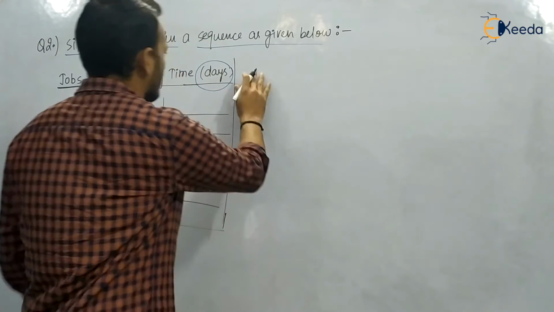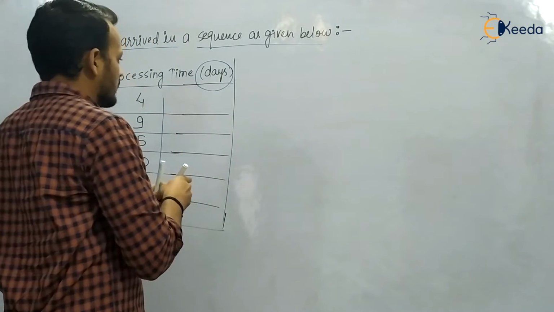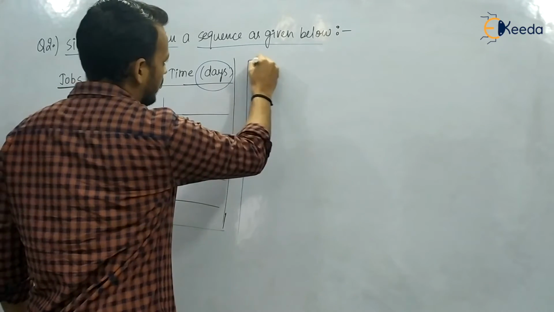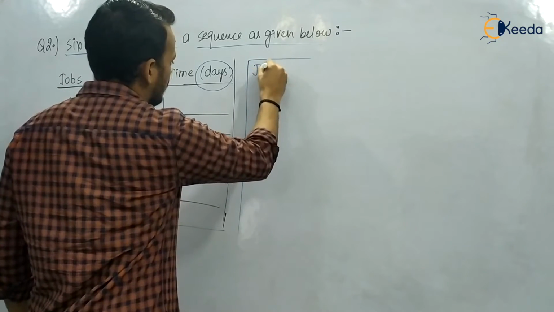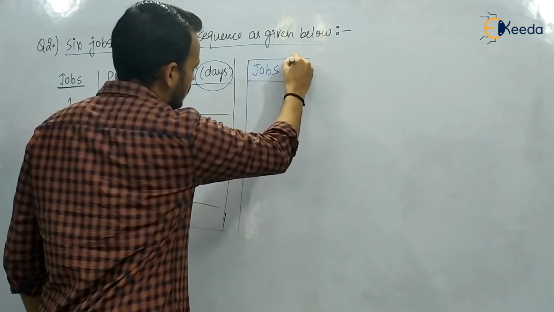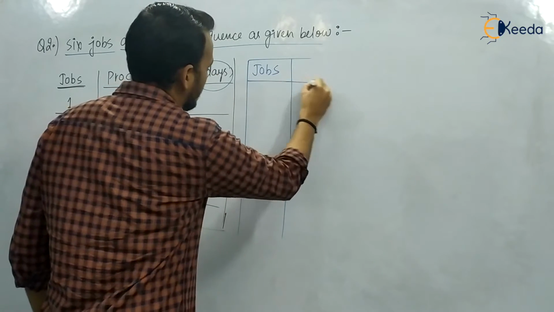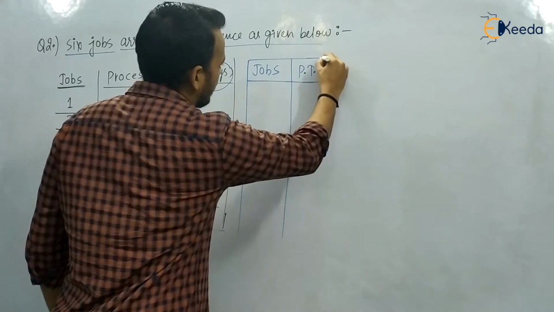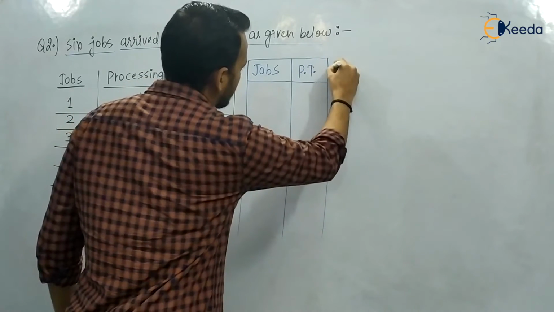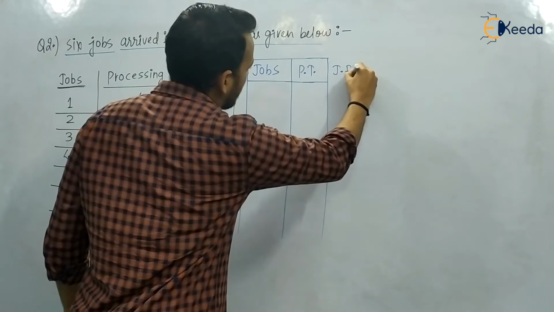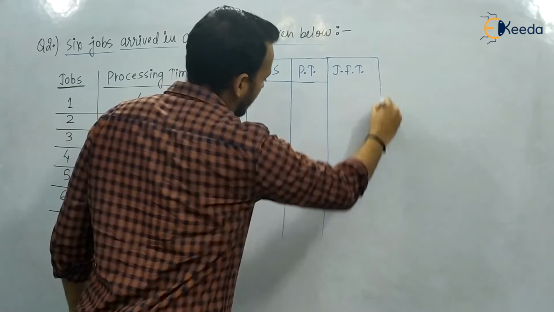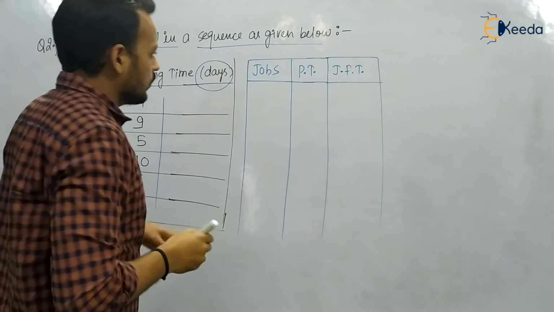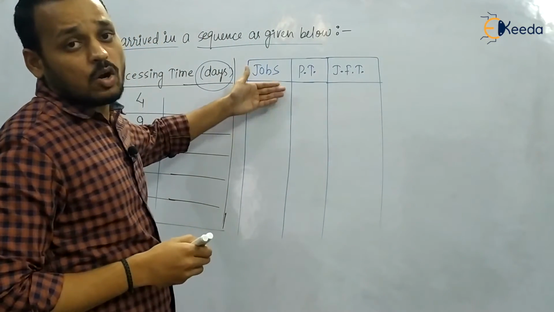So what we will do, we will make the table once again. In this table the first column is going to consist of jobs, and the second column is going to consist of PT. PT means processing time, and the third column will consist of JFT. JFT means job flow time. So we will make the three columns.